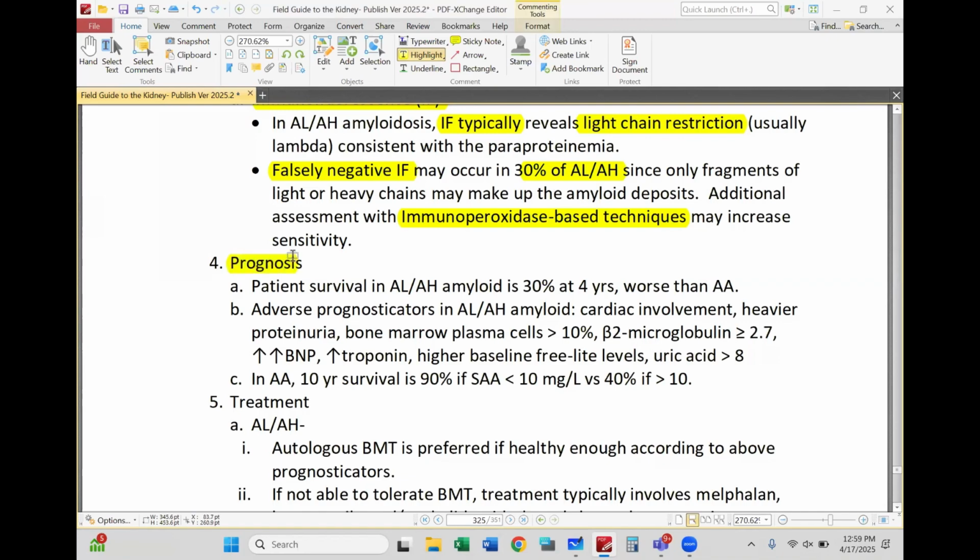Prognosis is typically pretty poor in amyloidosis. That's certainly a very important takeaway. And if you have cardiac amyloid, that is really very bad. Okay, the survival rates when you have cardiac amyloid are extremely poor.